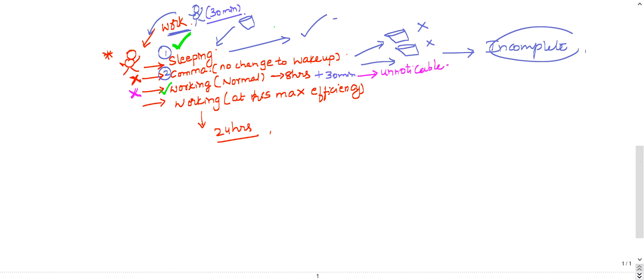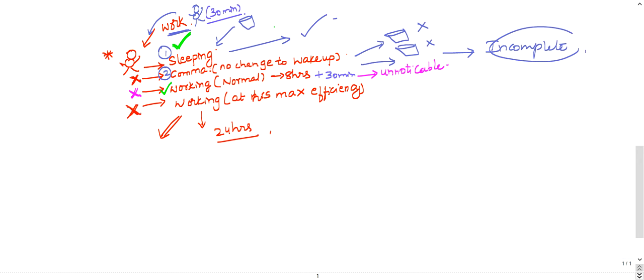Fine. Last case. Assume that the person is doing his own personal work 24 hours. He is busy with his girlfriend or whatever. He is completely busy for 24 hours. At this time, if I give even 1 minute of work, this fellow will shout and yell at me, saying I'm busy on my own social media, I cannot do it. So he'll yell at me and he will never do the work.